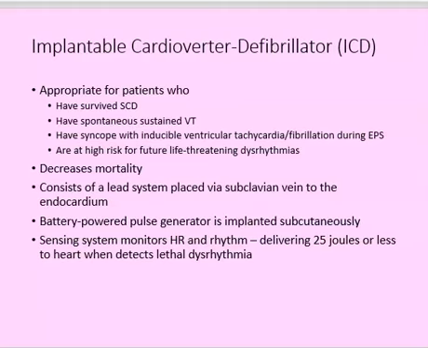It's a lead system. It goes through the subclavian vein. We'll thread a lead down to the endocardium, and then that will be connected to your generator, which is implanted subcutaneously, either in the chest or the abdomen. This defibrillator senses rhythms, the heart rate, and if it identifies one that is aberrant, that should not be, it will deliver 25 joules or less to reset the rhythm of the heart.